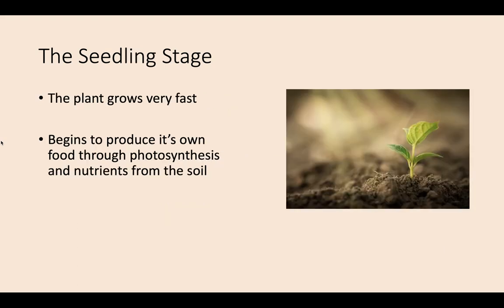The seedling stage, much like the youth stage, the plant is growing very fast. Think of how much a baby changes in a year, two, three. It's growing up very quickly, and it's going to begin to produce its own food through photosynthesis and nutrients in the soil. So it's starting to leaf, it's going to break through the dirt. It's a cute little seedling. Change is happening very quickly.